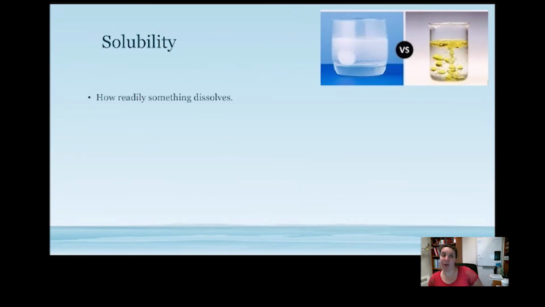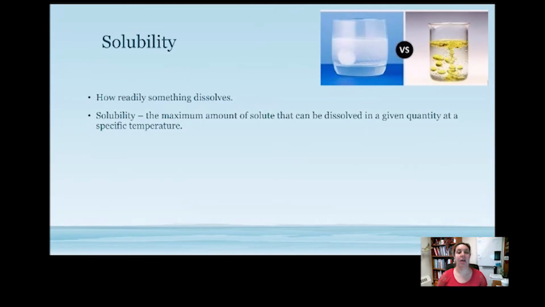We generally talk about solubility when we're talking about solutions. So how readily something dissolves is its solubility. Solubility is specific to the solute, specific to the solvent, and it's specific to the temperature. So solubility itself is the maximum amount of solute that can be dissolved in a given amount of solvent at a specific temperature. Now, as a note, everything will have some solubility, but it may be so very low that we basically consider it insoluble. So you may have 1 or 2 particles, like 1 part per trillion, but you will have some degree of solubility.